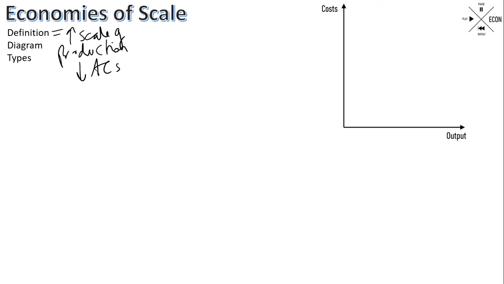And the diagram, as you can see, is costs and output on the axes, and it is a U-shaped long-run average cost curve, LRAC. We identify the lowest point and we call that the minimum efficient scale. So from 0 up to that point, economies of scale are being experienced by the firm.